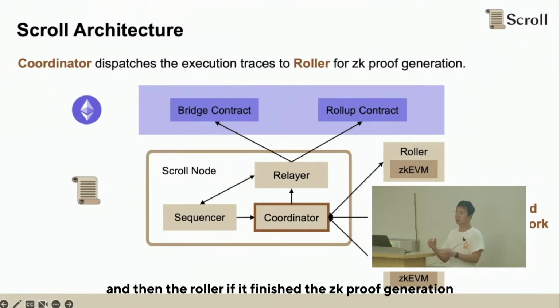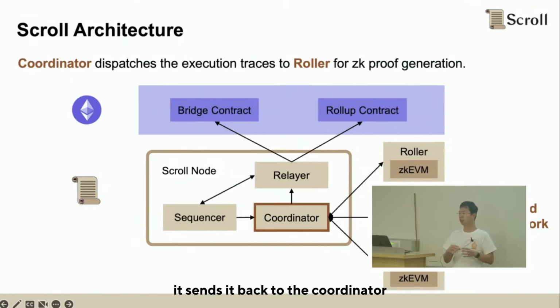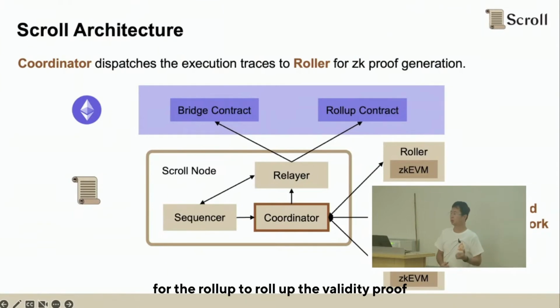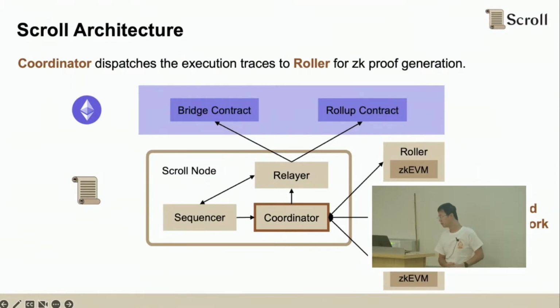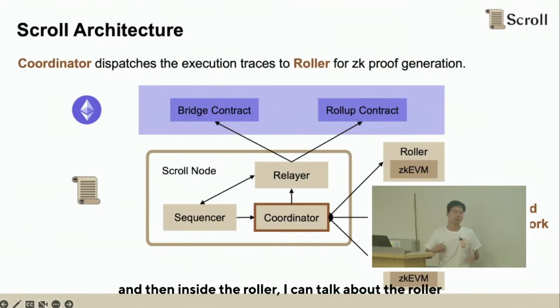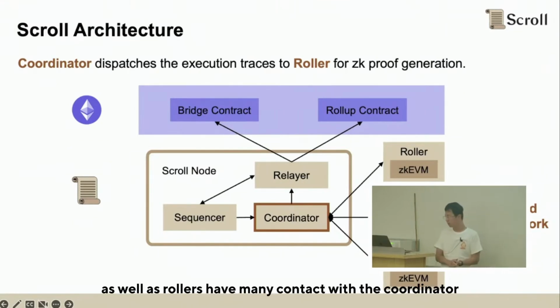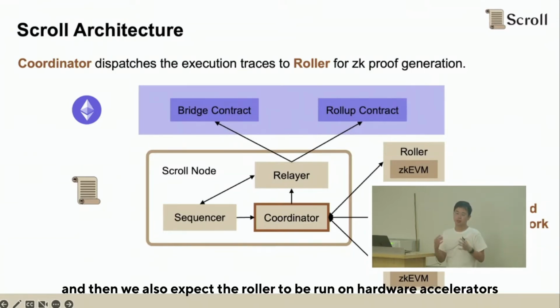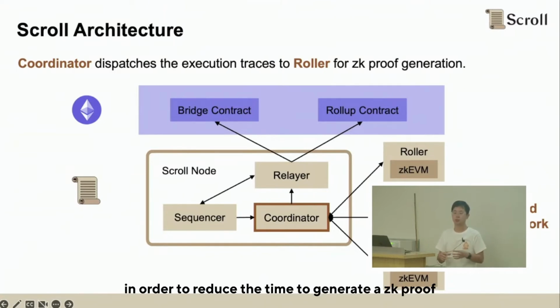And then the roller, if it finishes the zk proof generation, will just send it back to the coordinator, and the coordinator will relay that to the relayer for the rollup to roll up the validity proof. And then inside the roller, we can talk about the roller as well, because the roller is mainly in contact with the coordinator. So the roller is basically running a zkEVM inside. And then we also expect the roller to be run on hardware accelerators in order to reduce the time to generate a zk proof.